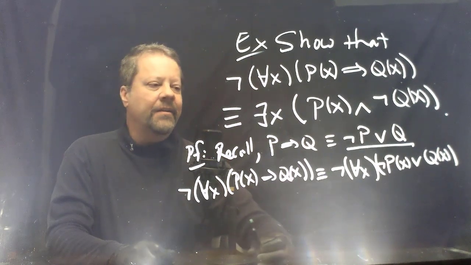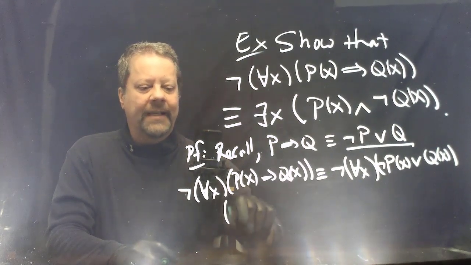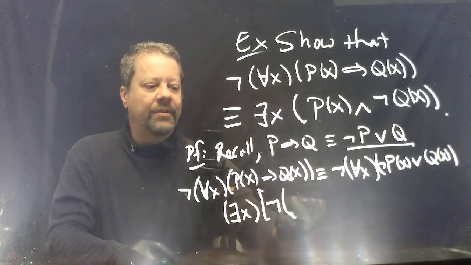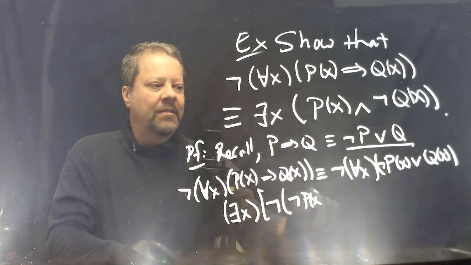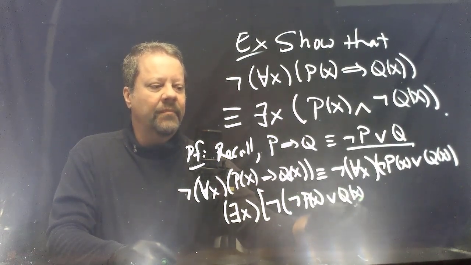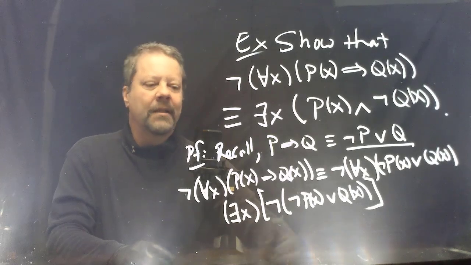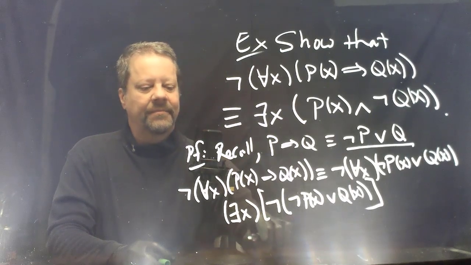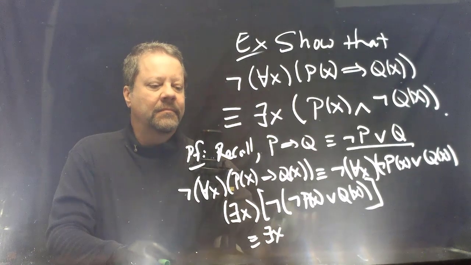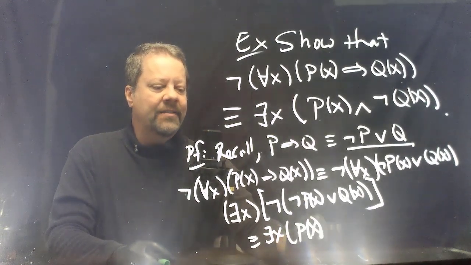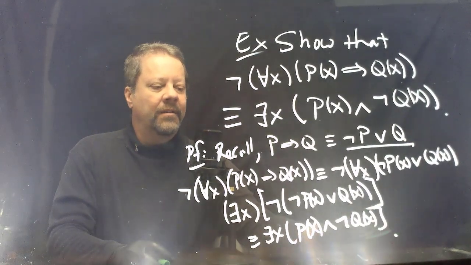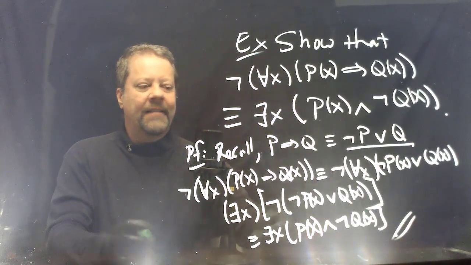To pass the not through the universal quantifier, we convert that into an existential quantifier. So there exists x such that it is not true that not P of x or Q of x. The not here will distribute, but it'll convert the or into an and. Not not P of x is the same as P of x. We'll have and not Q of x. And that will be the end of our proof.